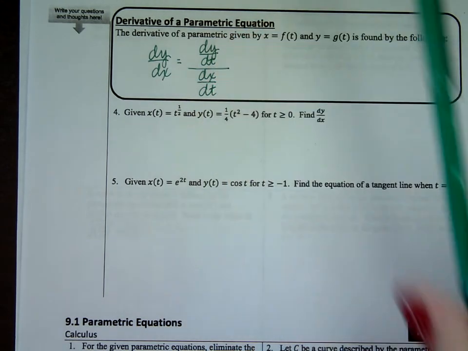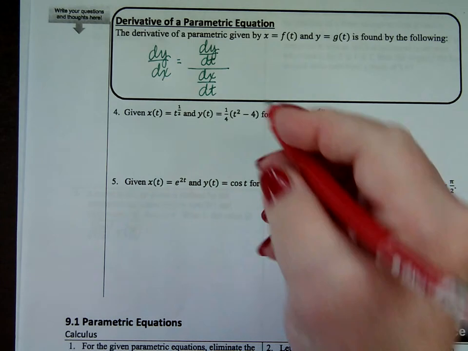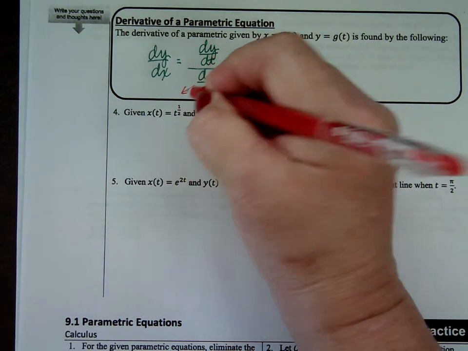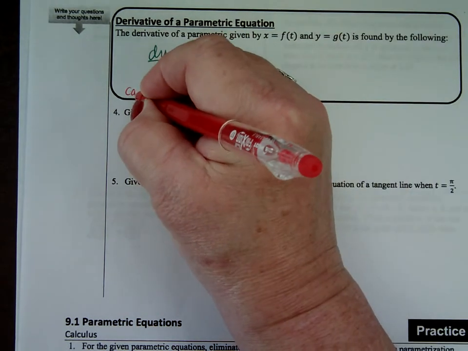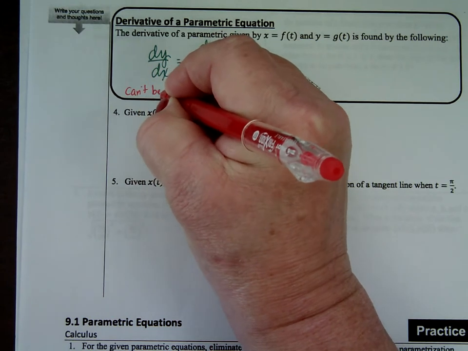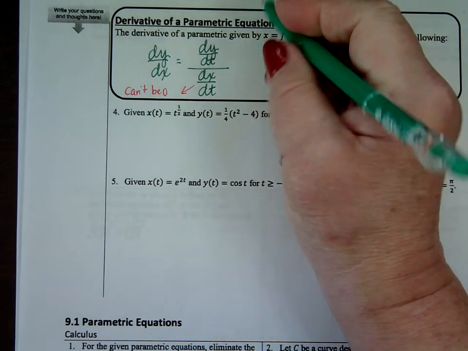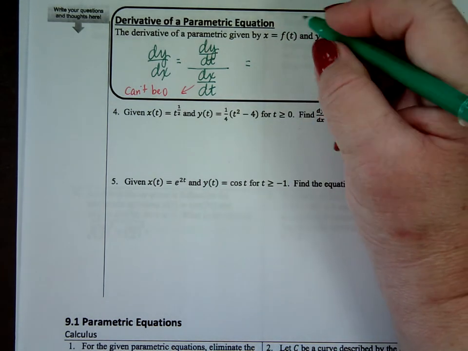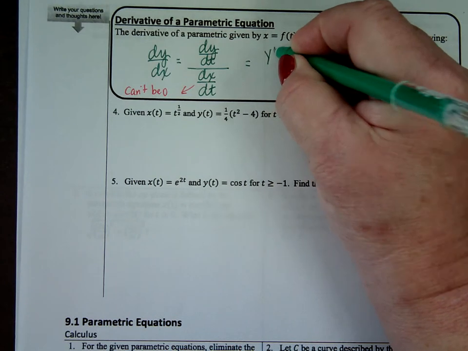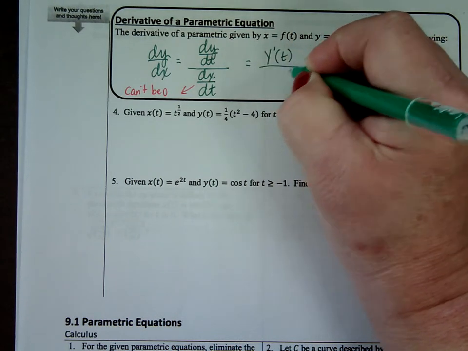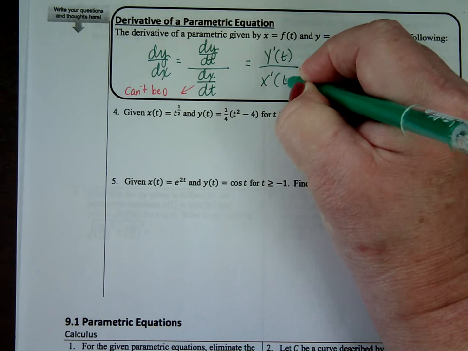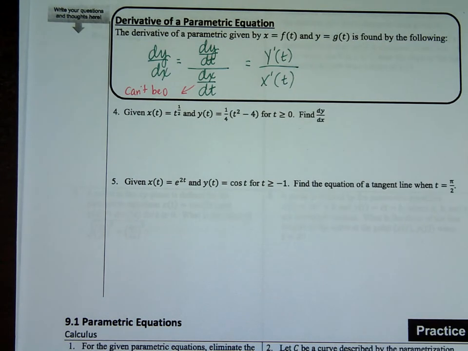Making note that this guy here can't be 0. Remember, you can't have a 0 denominator. So they kind of make note of that. Can't be 0, dx over dt, that is. Now here's the easier way to think of it. This is the way that I think we're going to kind of apply it better. We want to take the derivative of the y equation and divide it by the derivative of the x equation. That's it. So y prime of t over x prime of t, that gives you the derivative, and there you go.